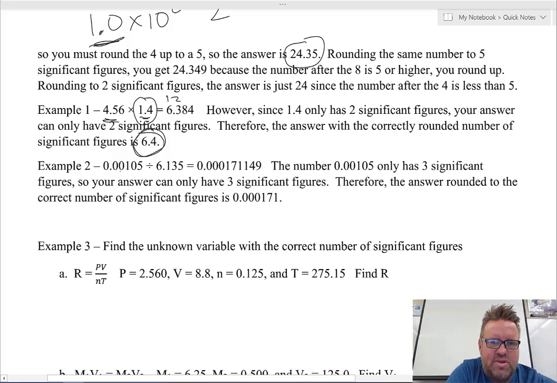Okay, and then we take 0.00105 and we divide by 6.135.